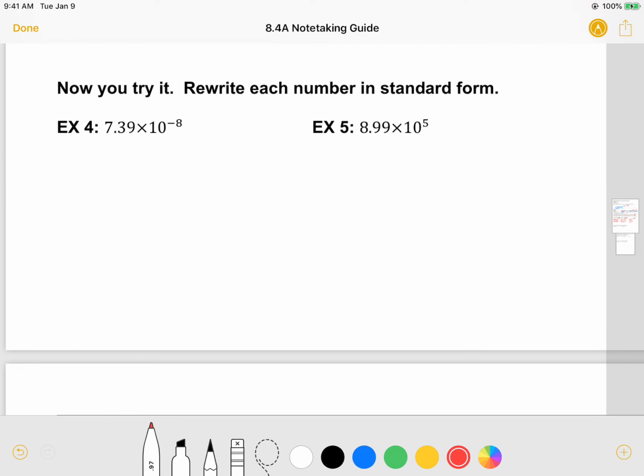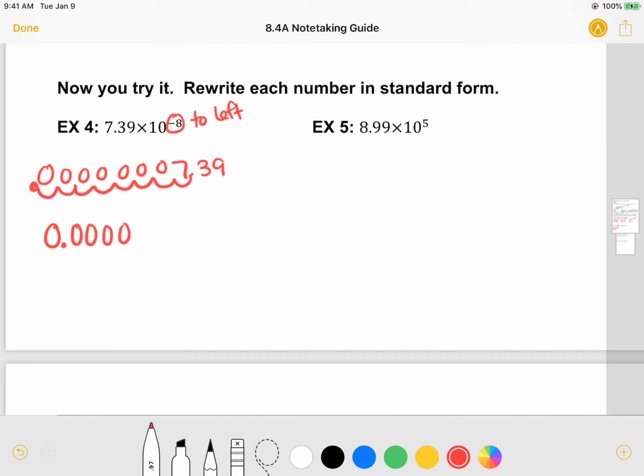Okay, so let's go ahead and review example 4 here. Since we have a negative exponent, we want to go 8 to the left. So I'm going to take the number 7.39 and I'm going to move 1, 2, 3, 4, 5, 6, 7, 8. Okay, and I want to fill all those spaces in with zeros. So in standard form, you should have 0.0000000739. Make sure you count up all your zeros and you have exactly 7 zeros in front of that 739.